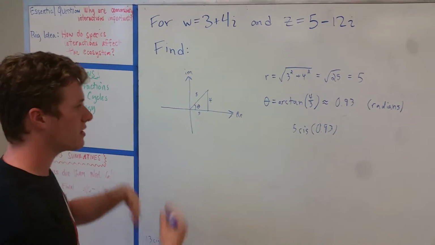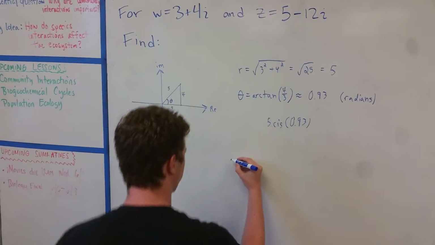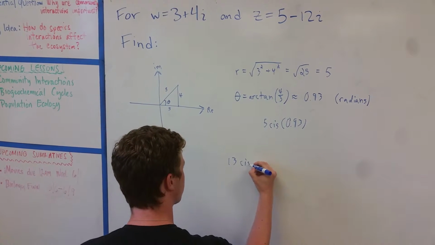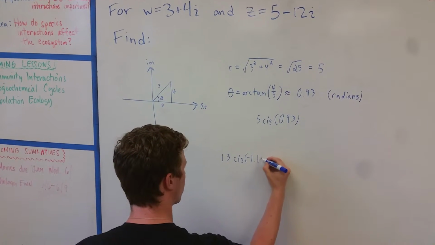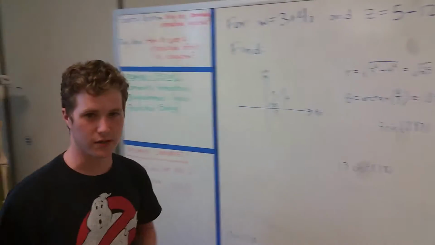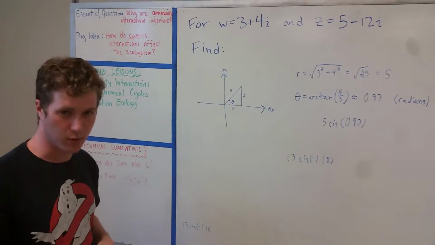And then for the second one, do a similar thing except 5 out and then negative 12, so it's going down. Do the same kind of calculations and you get 13 cis negative 1.18. And those are your two W and Z in polar form.